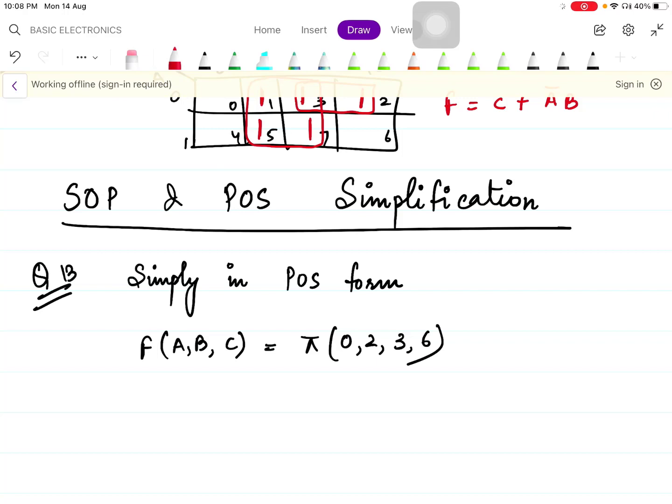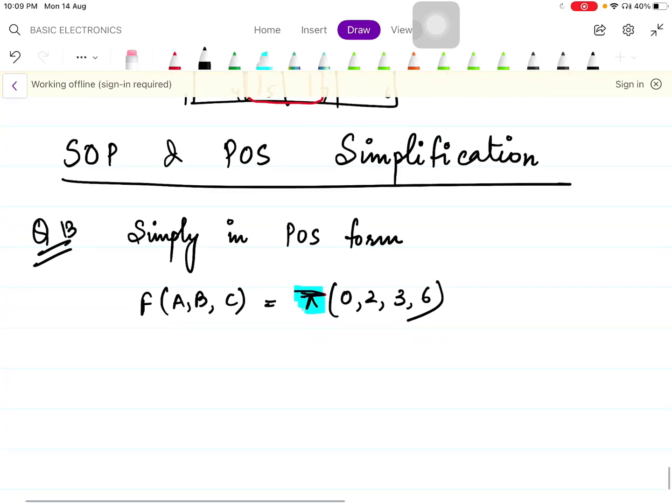Again, a function f is given, which is a function of three variables. And instead of giving the min terms this time, they are giving the max terms. Because as you can see, we have a pi sign over here. So whenever we have a pi sign, that means it is the POS form. Whenever we have summation, summation means sum, that means it is sum of product, that means min terms form. So when a pi is given, that means they are max terms. So for max terms, what do we have to do?